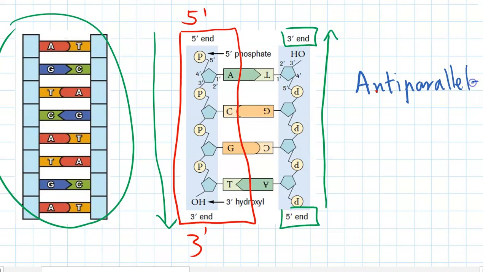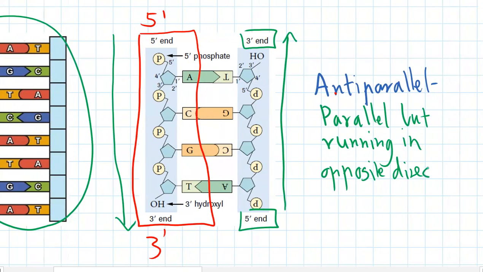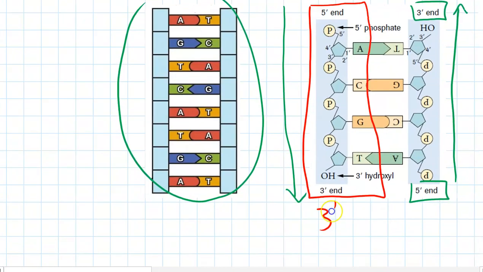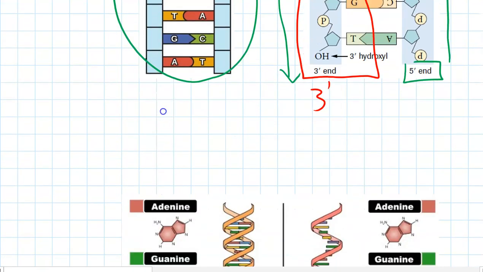Anti-parallel just means that they're parallel, but running in opposite directions. Okay. So that's the structure of DNA down to the molecular level.